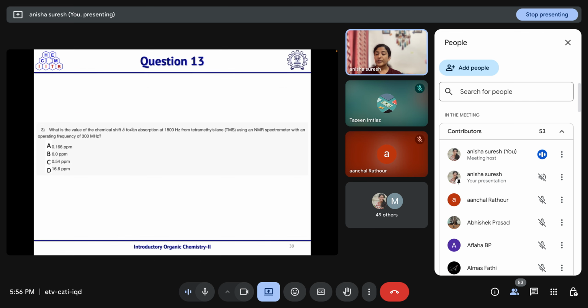What is the value of the chemical shift delta for an absorption of 1800 Hz from TMS using an NMR spectrometer with an operating frequency of 300 MHz? So here we have to calculate the chemical shift. In the lectures I have discussed the formula for finding the chemical shift. What was it?